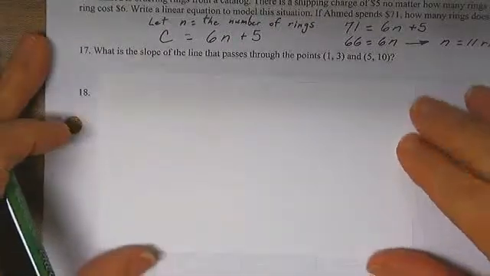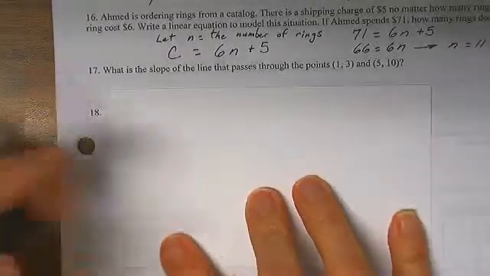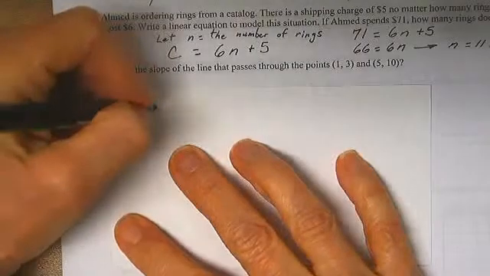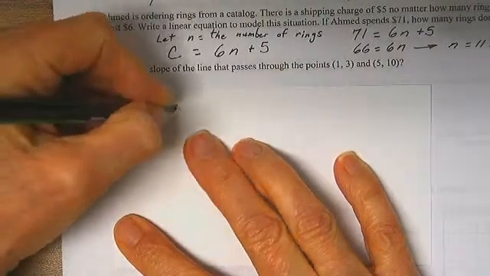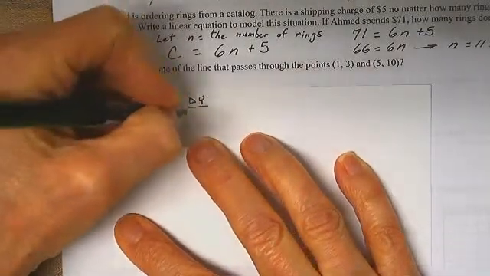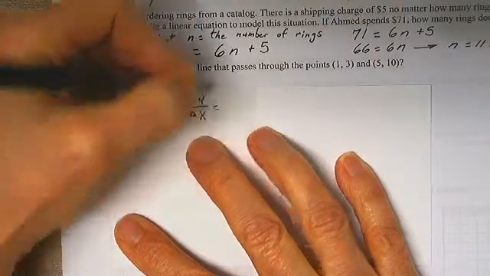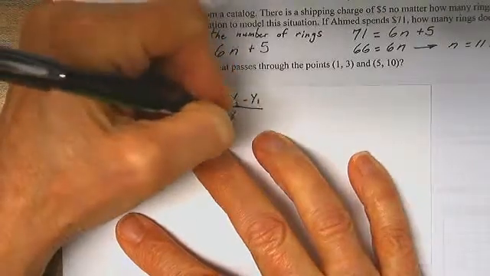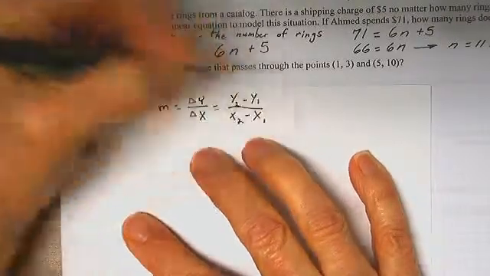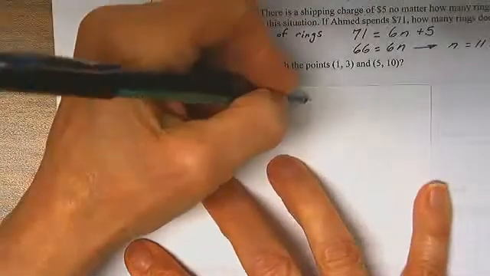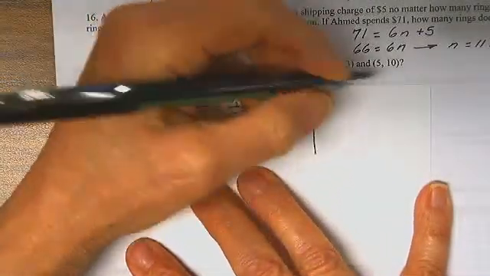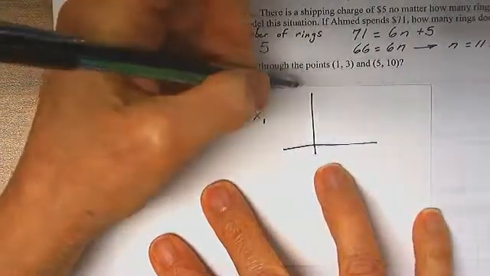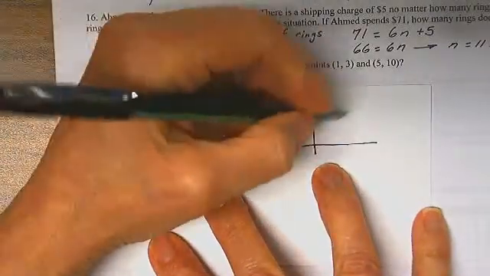Problem 17. What's the slope of the line that passes through the points (1, 3) and (5, 10)? Slope is change in y divided by change in x, y2 minus y1 over x2 minus x1. However, if you want to be sure you're right, you may want to graph the problem as well.